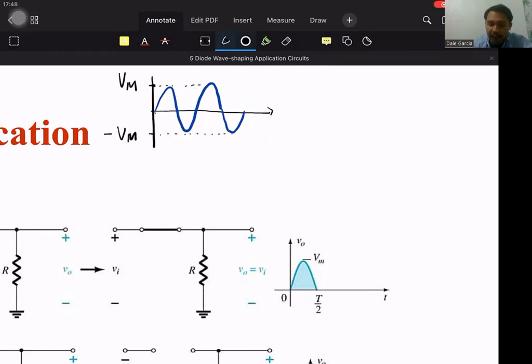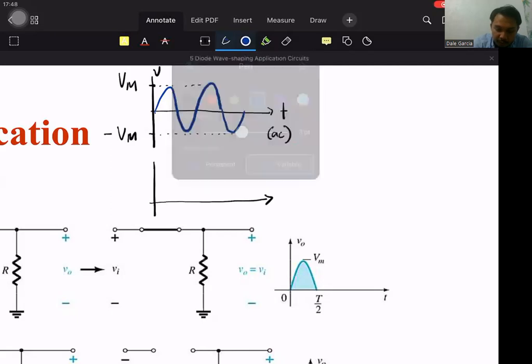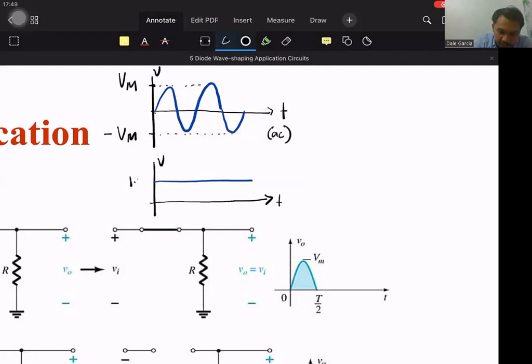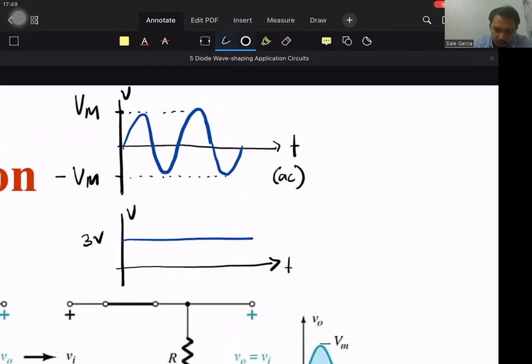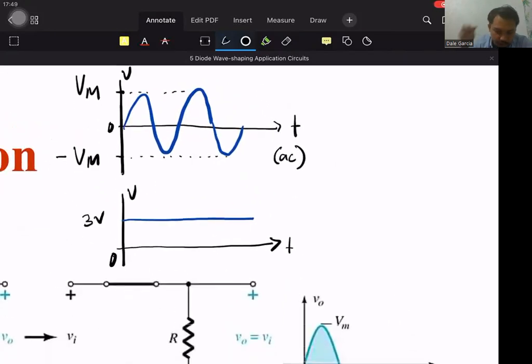So what if this is our input signal, not DC anymore? This is an example of a voltage source with respect to time of an AC signal. Compare it with a DC signal, which is just a constant-valued signal. If this is a 1.5 volt battery, that is 1.5 volts. If this is a 3 volt battery, it's 3 volts all throughout.